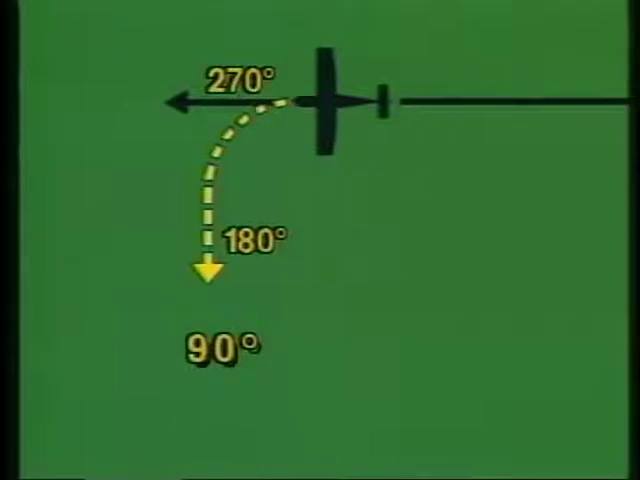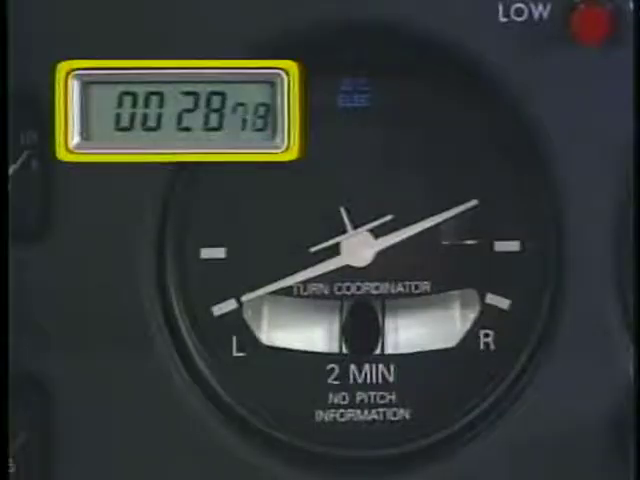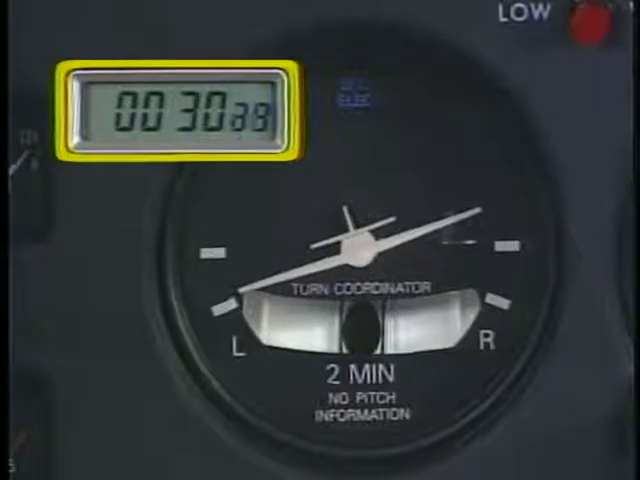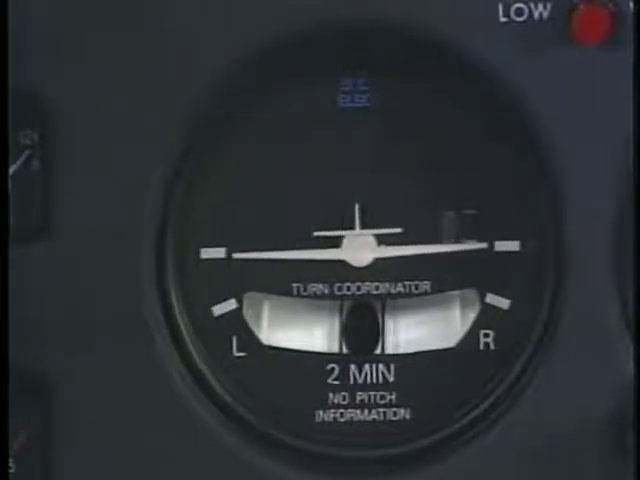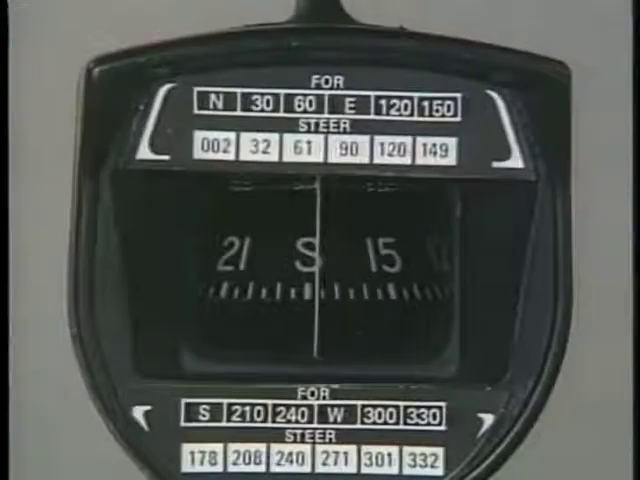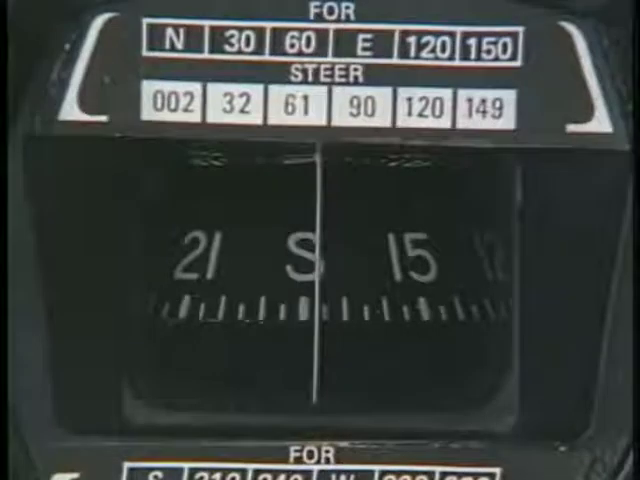For example, let's say that you are on a heading of 270 degrees and want to turn to 180. That's a heading change of 90 degrees. At a turn rate of 3 degrees per second, it will take you 30 seconds to reach the new heading. After timing for 30 seconds, begin your rollout. When stabilized in level flight, read the magnetic compass. You may have to make small adjustments to get to the exact heading you desire.